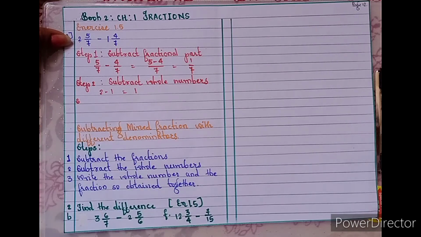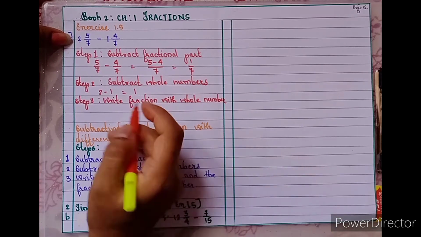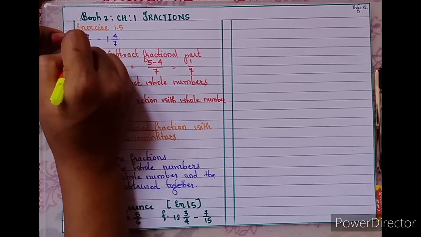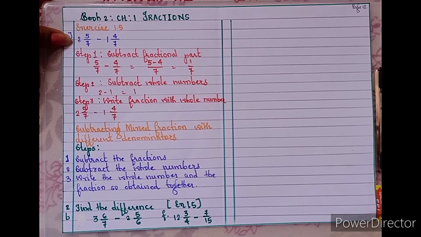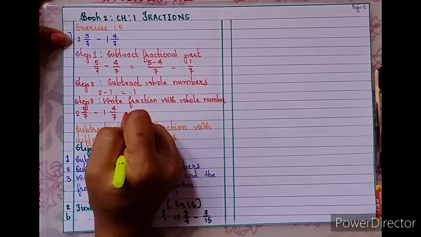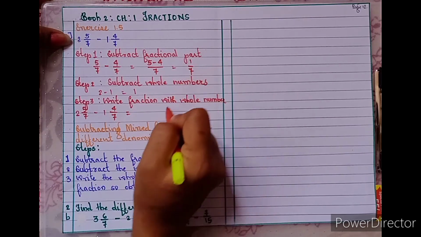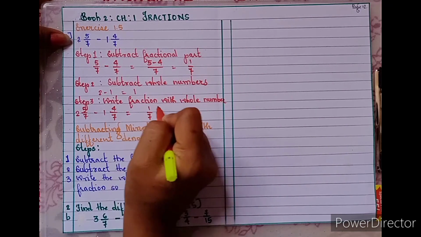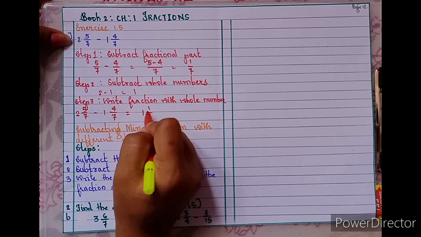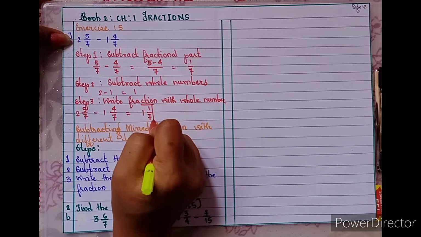Now step 3: Write fraction with whole number. Write the question first: 2 and 5 by 7 minus 1 and 4 by 7 equals, so write the fraction first, 1 by 7, and write the whole number here. Therefore 1 and 1 by 7 is the answer.